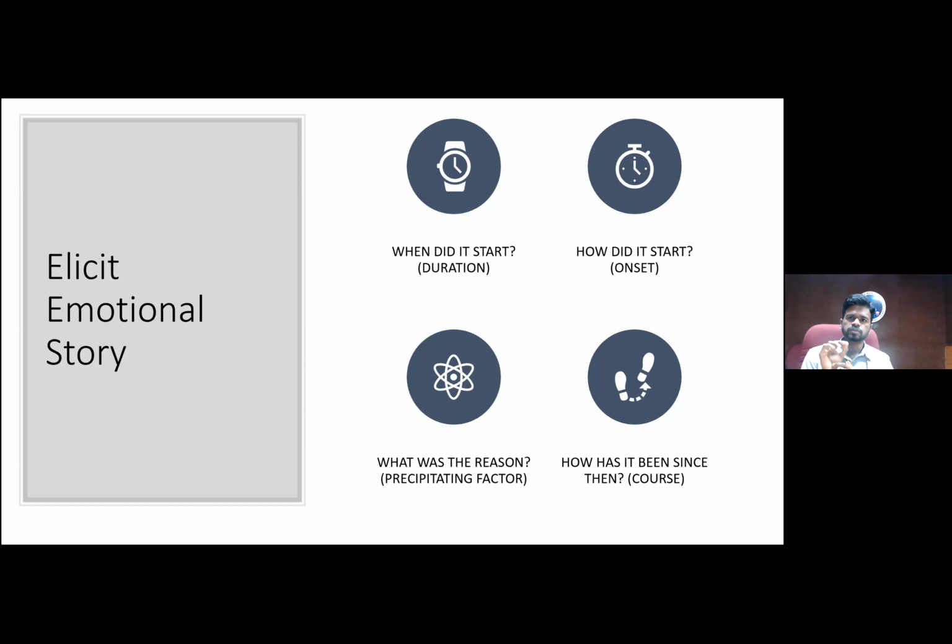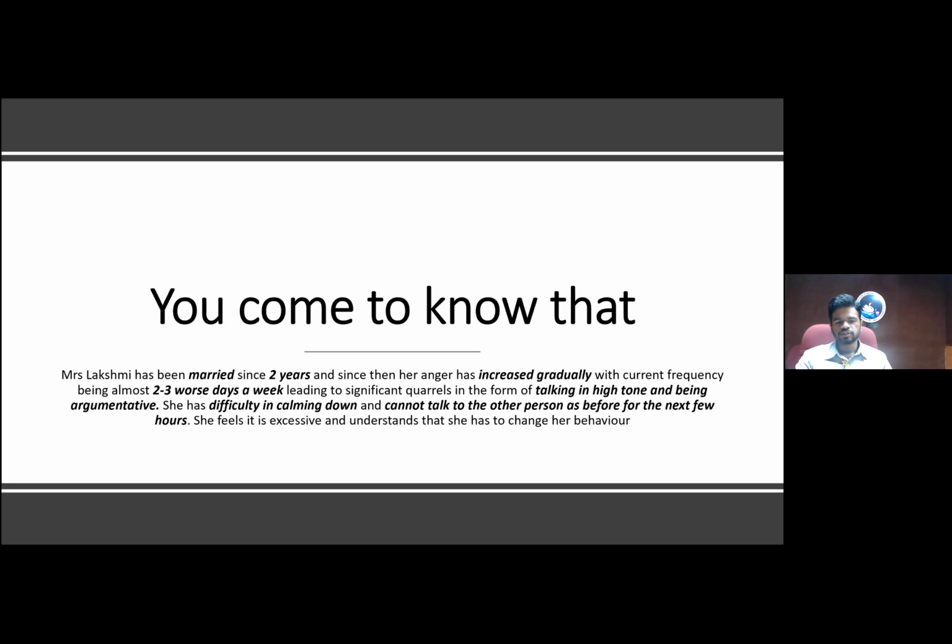Why are these important? Because it gives you certain precipitating factors. Say, for example, in this case, we'll come to know if it is not continuous, what has been the problem, and what could be the reason for these problems to start with. So, do they find a reason for that? If not, then we will have to figure out over time and hypothesize, and how it has been since then, as I already told you, the course. So, in these kinds of open-ended questions, you can elicit the emotional story, and later you come to know that she's been married since 2 years, and since then, gradually it has increased.